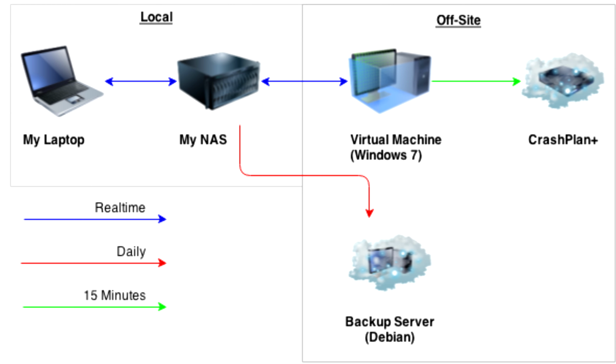So from here, I only had a laptop at the time, so I was backing up my laptop in real time to my Synology NAS using the Synology Cloud Station backup software. From there, I was backing it up in real time to a virtual machine that was hosted remotely using the same software. And then I had a daily rsync that was going from my NAS to a backup server, also hosted remotely. In addition to that, I had my Windows virtual machine backing up to CrashPlan Plus every 15 minutes.